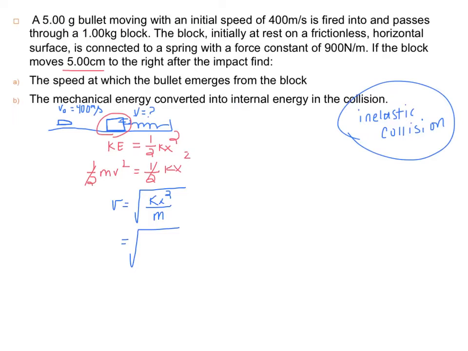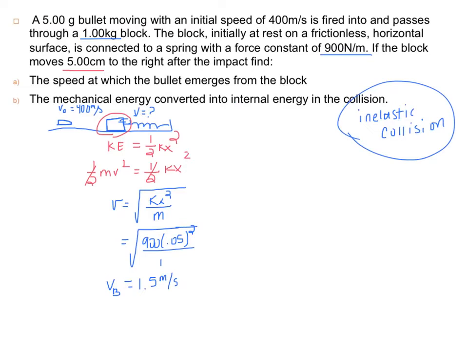So this is 900 times 0.05, again we're using our meters here, divided by 1, again, the mass of our block. You should have gotten a velocity of 1.5 meters per second. So this is the velocity of the block.